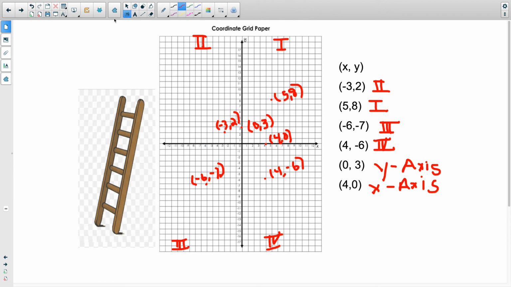Now let's say we had a dot. I'm going to make it a different color so we can see it. I had a dot right here, and I labeled it dot A. I might ask you, what is the location of dot A? Which means, tell me the ordered pair for dot A.